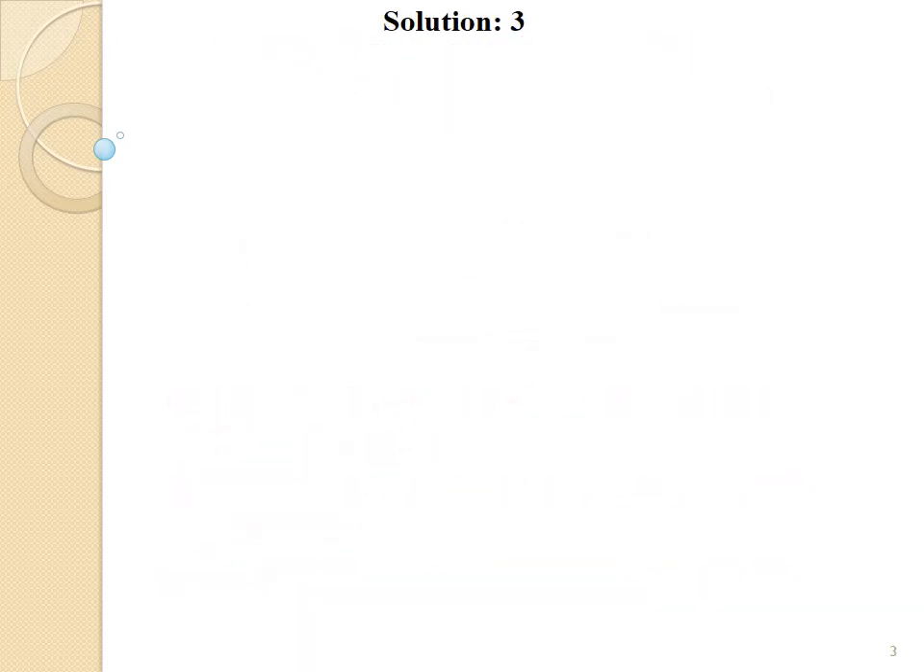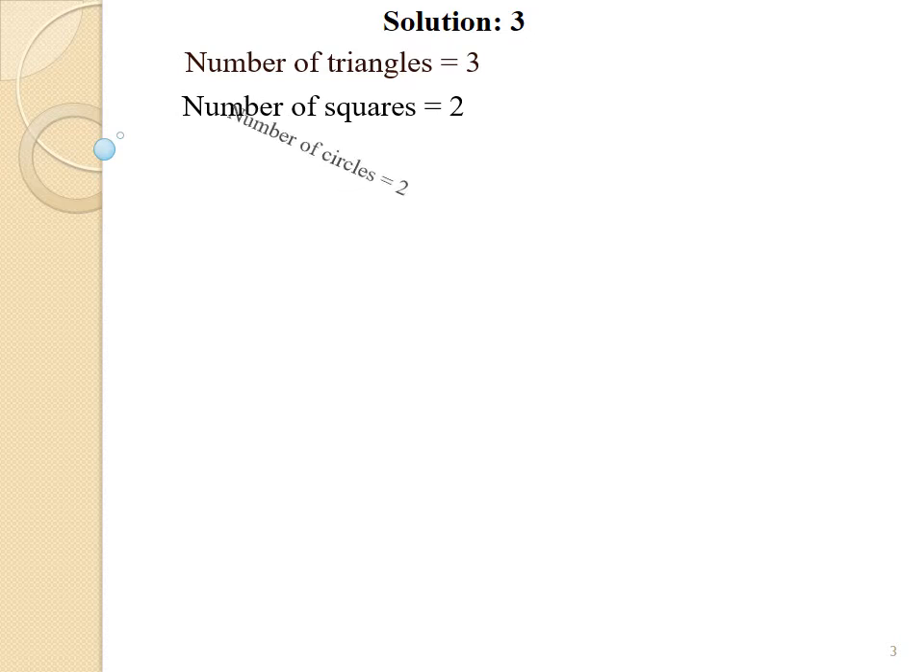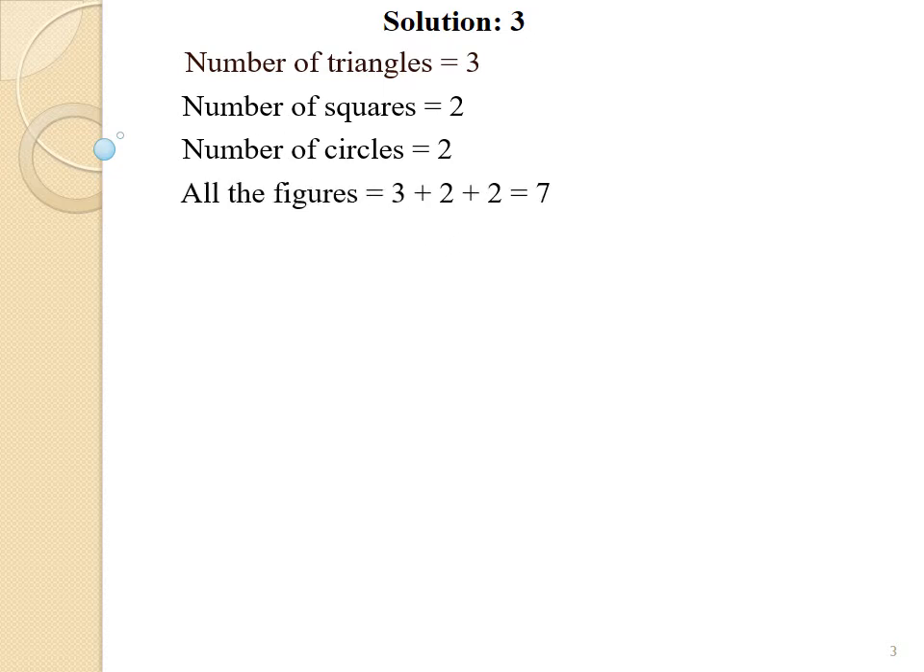Solution 3. Number of triangles are given 3. Number of squares are given 2. Number of circles are given 2. Therefore, number of all the figures equals 3 plus 2 plus 2 equals 7. Thus, all the figures equals 7. Students, now let us find out all the three ratios.